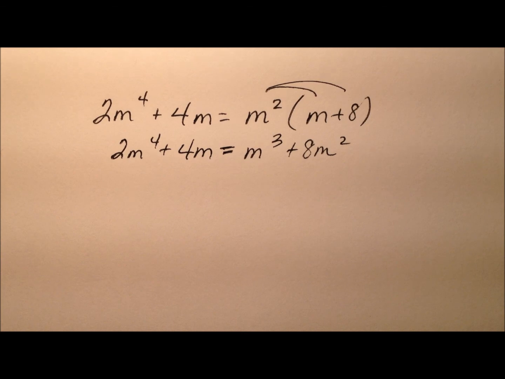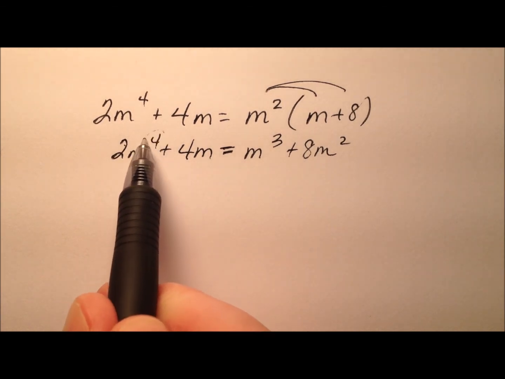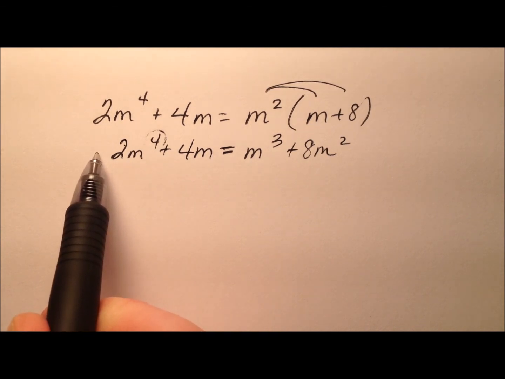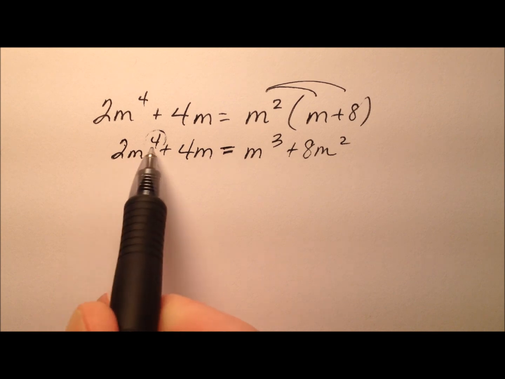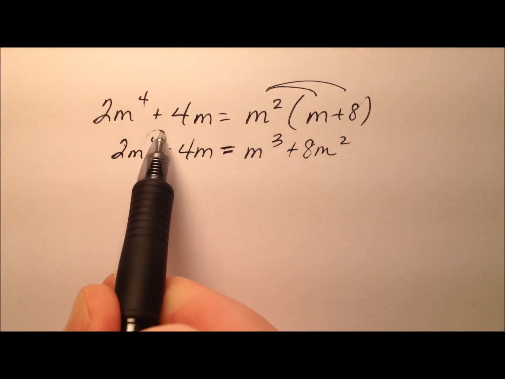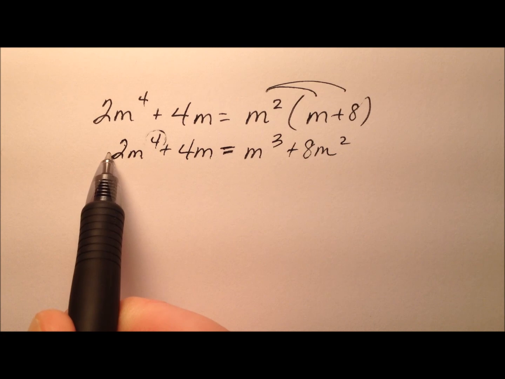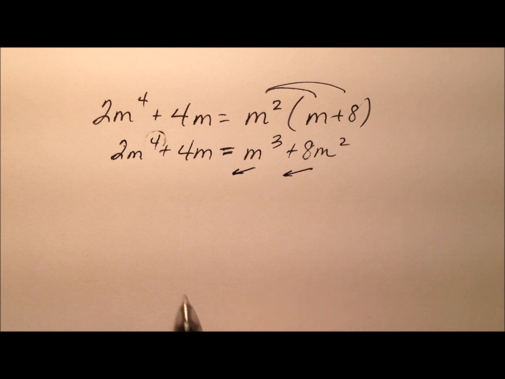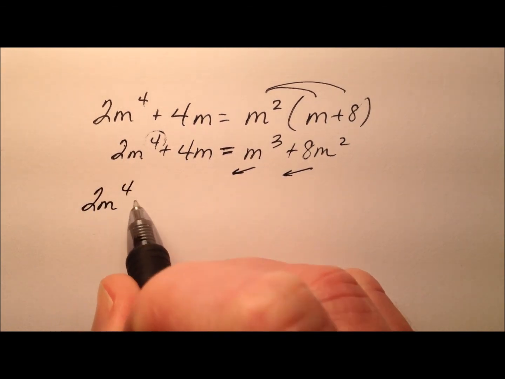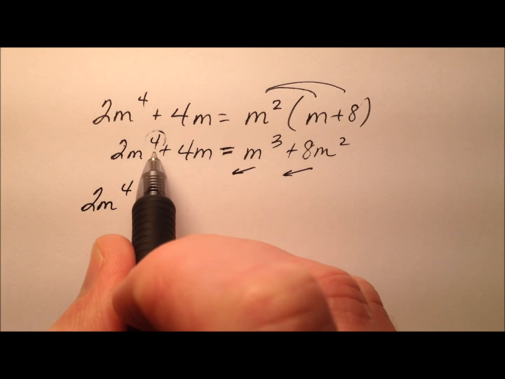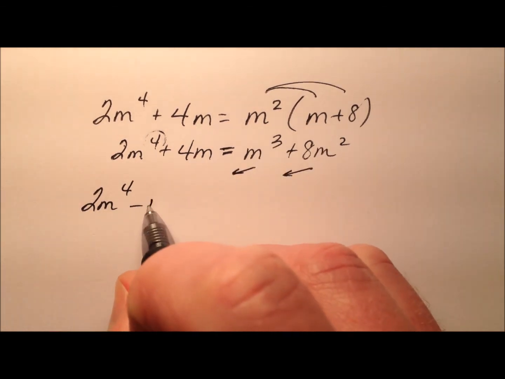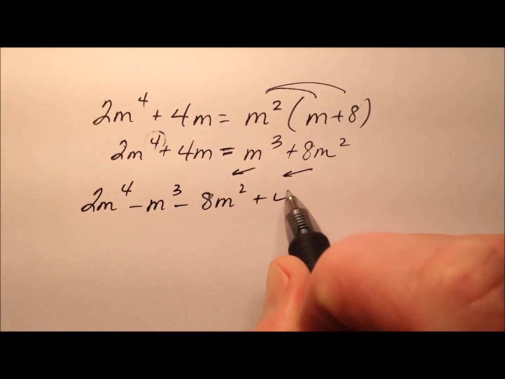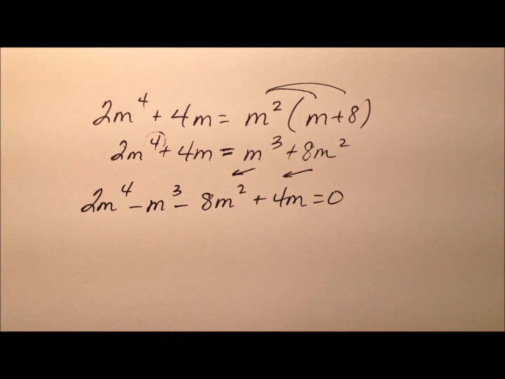Okay, the next step, remember, is to make sure that all of our terms are on one side of the equation. So it looks like 2m to the 4th, this m to the 4th is our highest degree term, and it's positive on the left side. So I'm going to go ahead and move everything to the left side, because you'll find out that if your highest degree term is positive, then it makes the factoring process a little bit easier. So let's go ahead and push these two terms to the left side. So 2m to the 4th, and I'm going to write things in standard form, so descending order of powers. So minus m cubed minus 8m squared plus 4m, and that's going to equal 0.